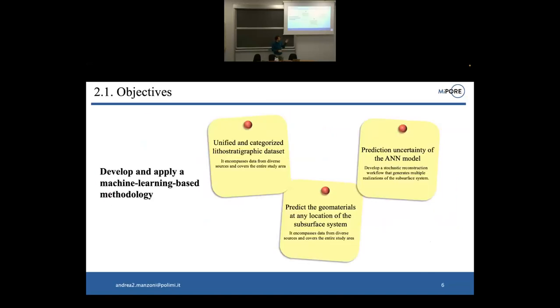The three main objectives of this first phase are, first, to realize a unified data set with uniform data that includes all the data sources available in the large-scale domain. The second is, of course, to realize a distribution of geomaterial in the subsurface of the large-scale system for the study case. And the last objective is to estimate the uncertainty associated with this reconstruction.